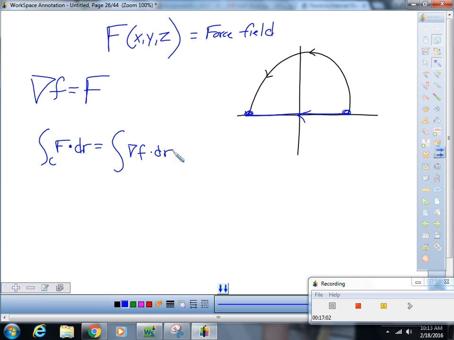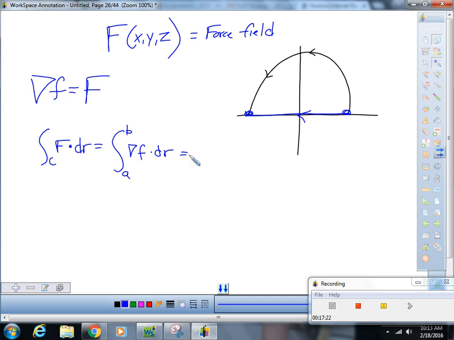Do you remember that? Just look from above. We found this force field by taking the gradient of some function. Okay, so far so good?